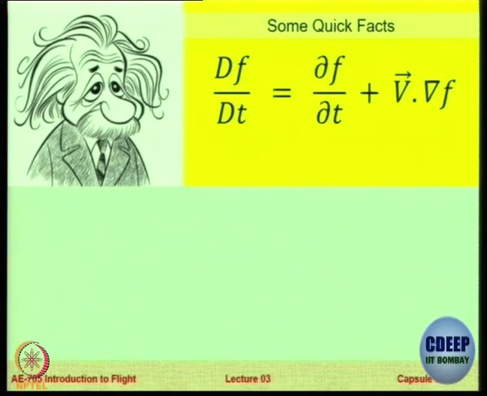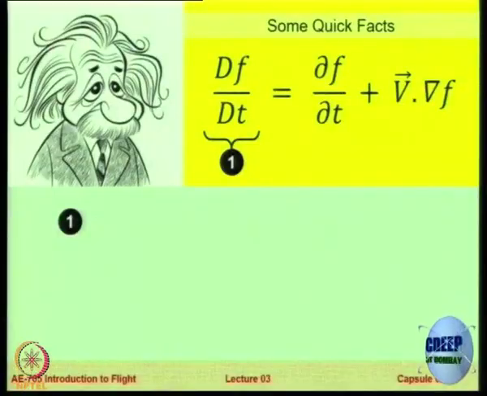Okay. So now I replace the word T, capital T, with some small function, any function f. For any field function, the total derivative of that function with time would be its partial derivative with time plus v dot del f. So what are some interesting observations here?